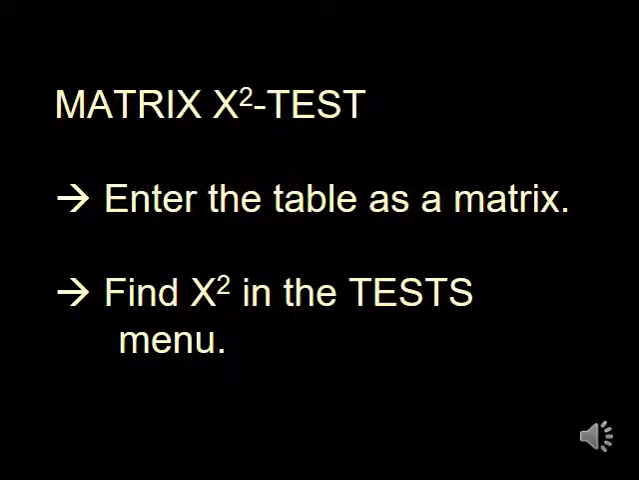And again, your basic steps on a matrix chi-square test. You first of all got to enter your table in matrix mode in your calculator, and then once you've got it in there, you go to chi-square in the test menu and find the p-value. That's the basic idea for doing a matrix chi-square test.